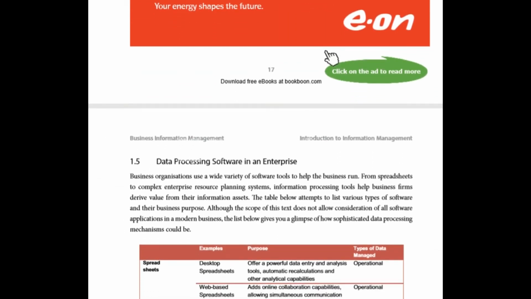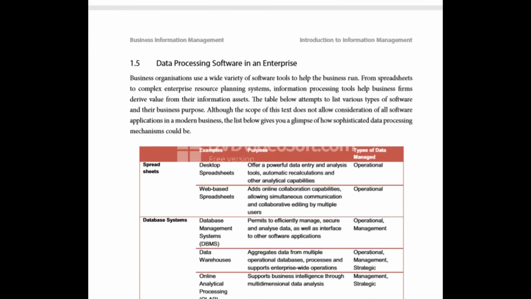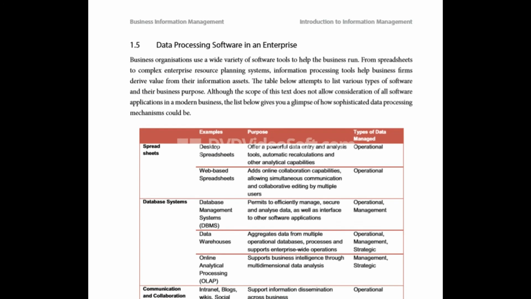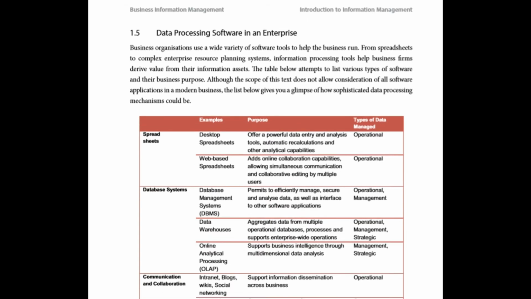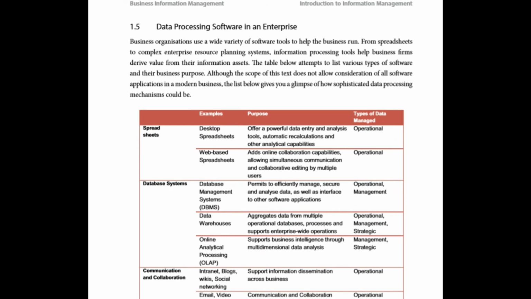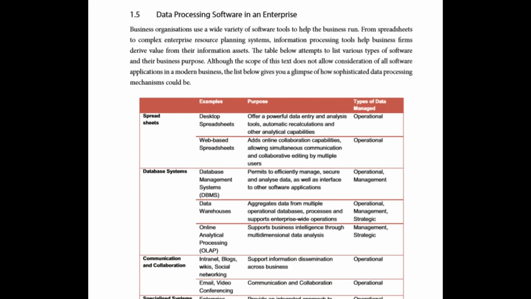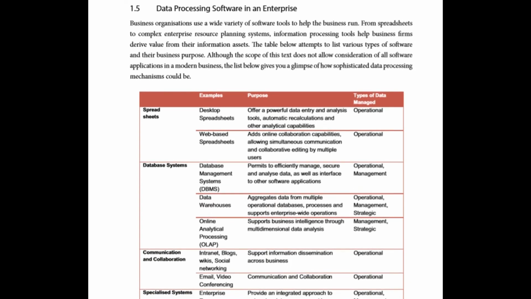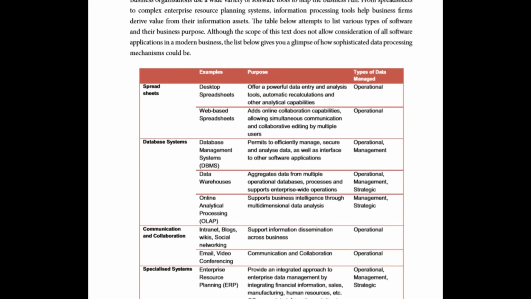Okay, data processing software in an enterprise. Business organizations use a wide variety of software tools to help the business run, from spreadsheets to complex enterprise resource planning systems. Information processing tools help business firms derive value from their information assets. The table below attempts to list various types of software and their business purpose. Although the scope of this text does not allow consideration of all software applications in a modern business, the list below gives us a glimpse of how sophisticated data processing mechanisms could be.